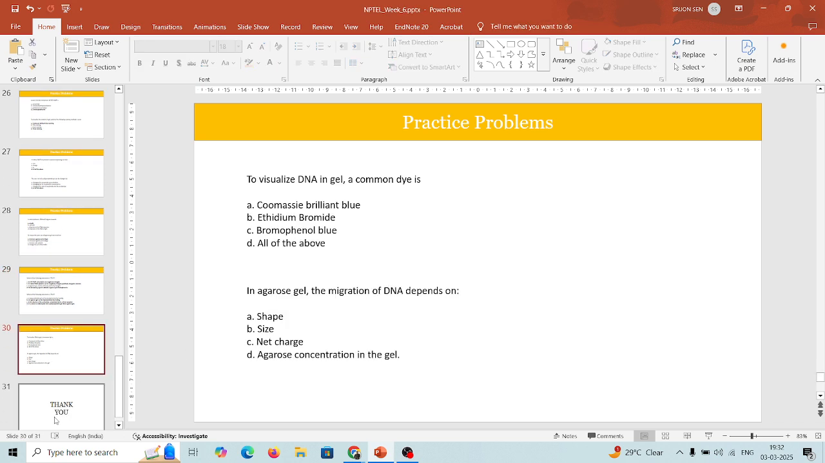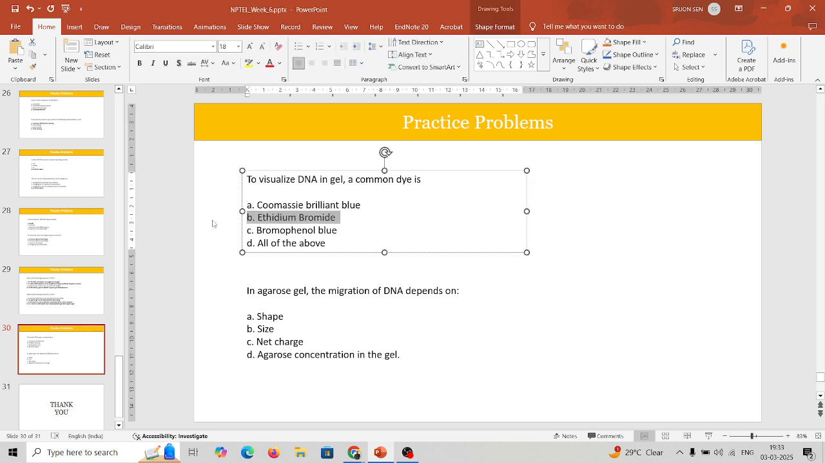Okay, so the last set. To visualize DNA in a gel, the common dye used is Coomassie blue, ethidium bromide, bromophenol blue, all of the above. Very easy. Yeah, absolutely. We use EtBr for staining, for visualizing of DNA.